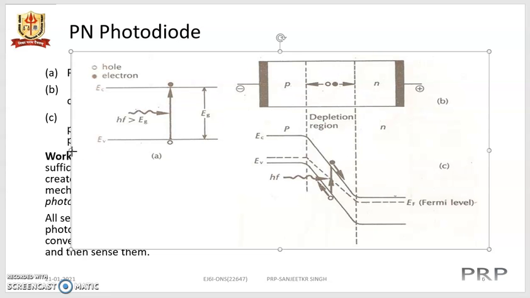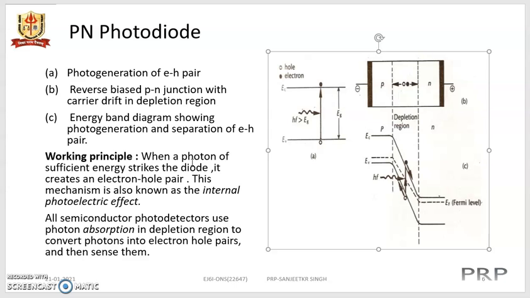Now let's see the working principle. The working principle of a photodetector is that when a photon of sufficient energy strikes the diode, it creates an electron hole pair. This mechanism is also known as the internal photoelectric effect, as we saw in the previous slide. All semiconductor photodetectors use photon absorption in the depletion region to convert photons into electron hole pairs and then sense them.